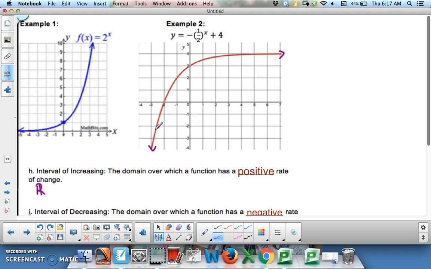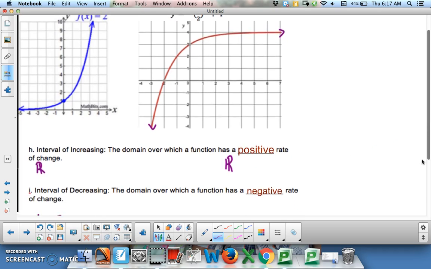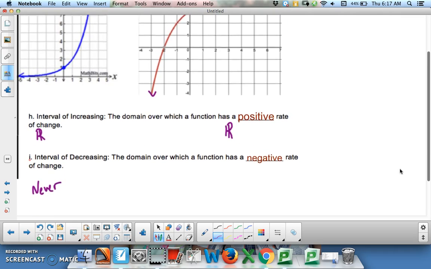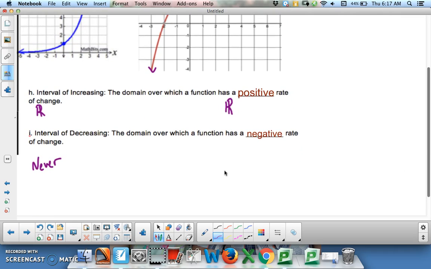When I look at this one and I follow this line, even though it looks very different, still as I go left to right, it's climbing higher and higher. Even up here where it starts to level off, we've discussed the fact that it looks like it's just hit 4 and it's staying there, but really it's making tiny, tiny fractional changes as it gets closer and closer to 4. So it is increasing over its whole domain, which we just discussed is all real numbers. Again, if it's increasing the whole time, then it's never decreasing.